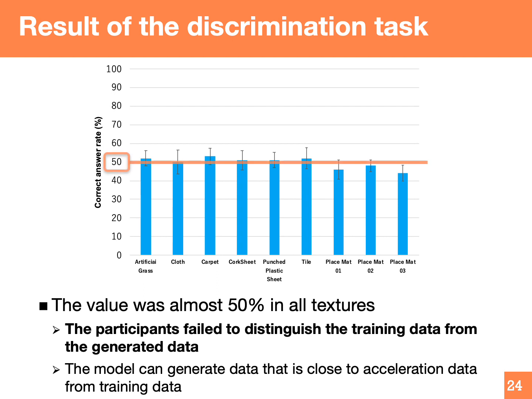The value was almost 50% in all textures. Thus, it appears that the participants failed to distinguish the training data from the generated data. Therefore, the model is likely to generate data that is close to the acceleration data from the training data.